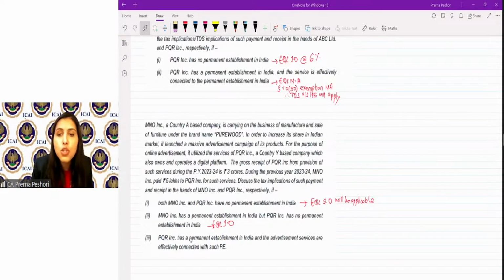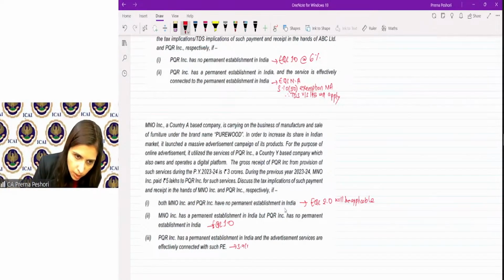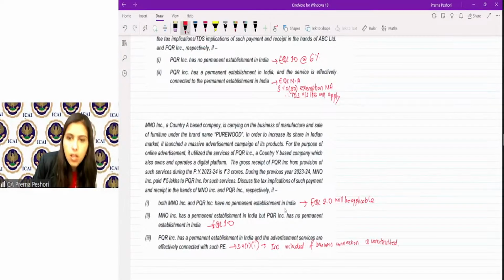And in that case, you will apply the normal 195 TDS provisions and section 9(1)(i) will become applicable. So this advertisement income would be deemed to accrue or arise in India. So section 9(1)(i): income is included if a business connection is constituted.